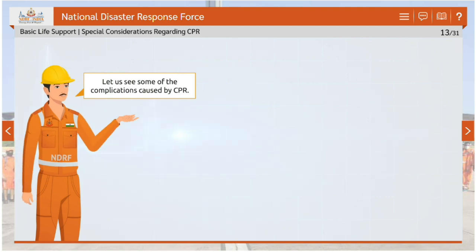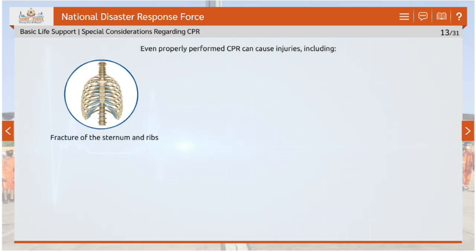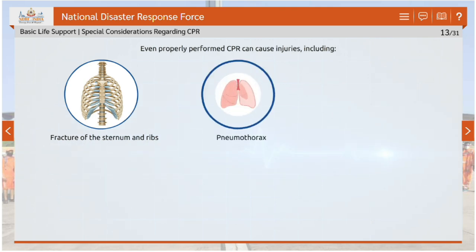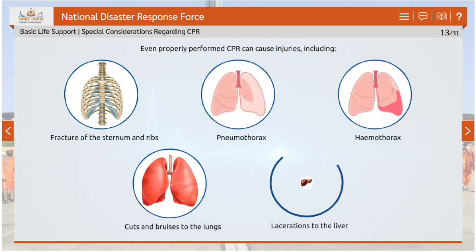Let us see some of the complications caused by CPR. Even properly performed CPR can cause injuries, including fracture of the sternum and ribs, pneumothorax, hemothorax, cuts and bruises to the lungs, and lacerations to the liver.